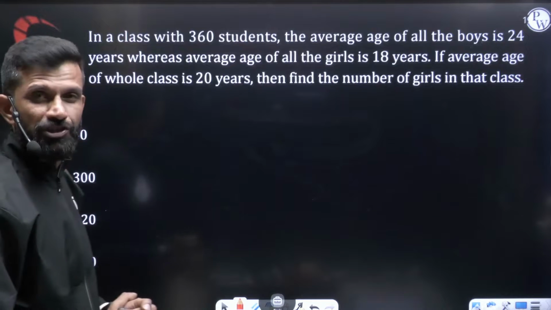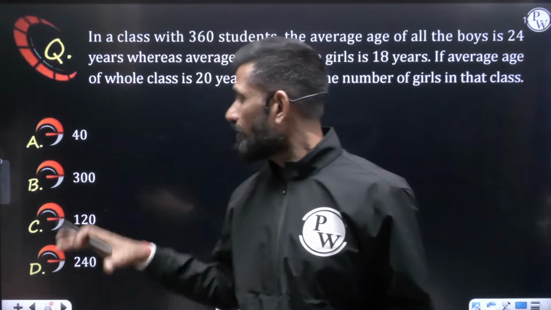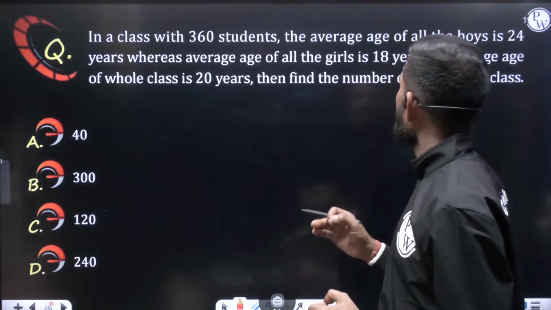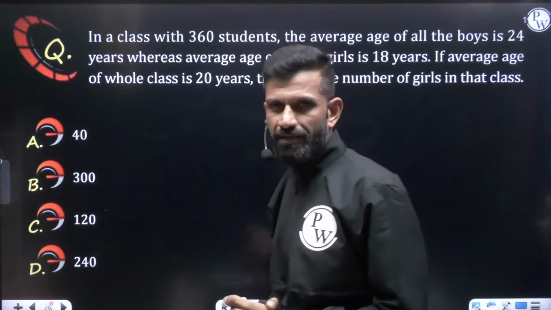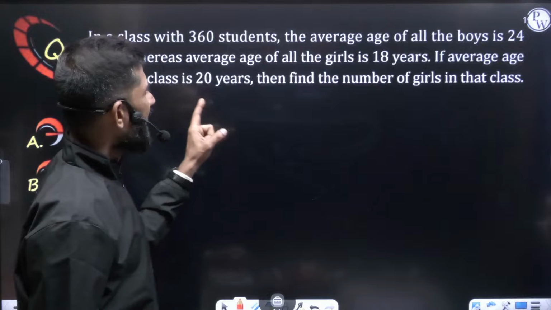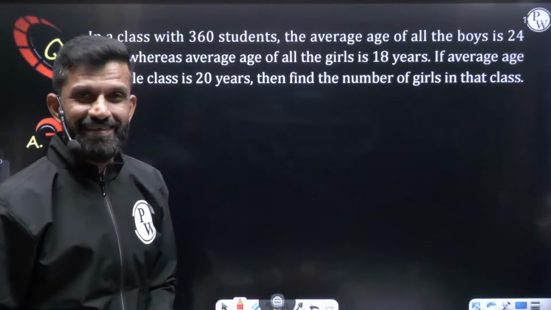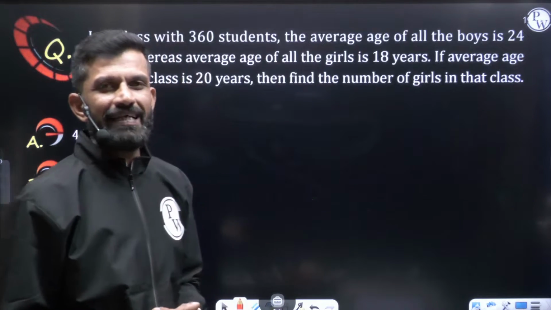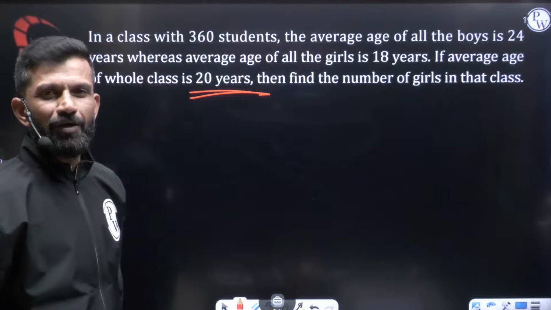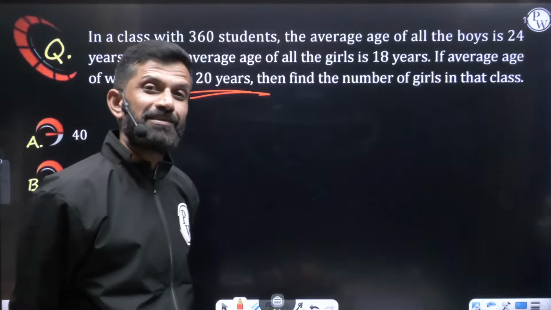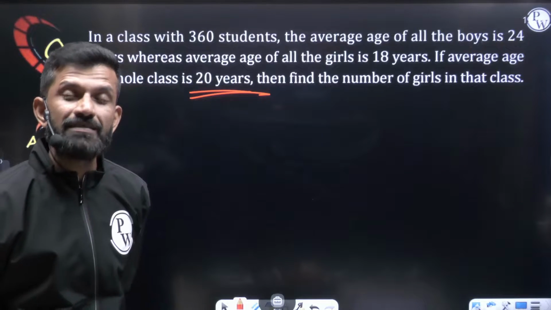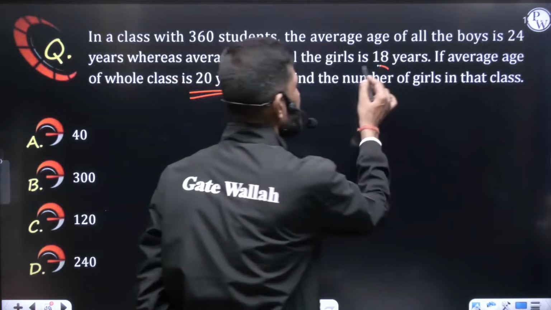Here you can see the question on the screen, and parallelly we have the options as well. In a class with 360 students, the average age of all the boys is 24 years, and the average age of all the girls is 18 years. If the average age of the whole class is 20 years, find the number of girls in the class. If we consider the whole class, male and female both, the average is coming to 20 years.